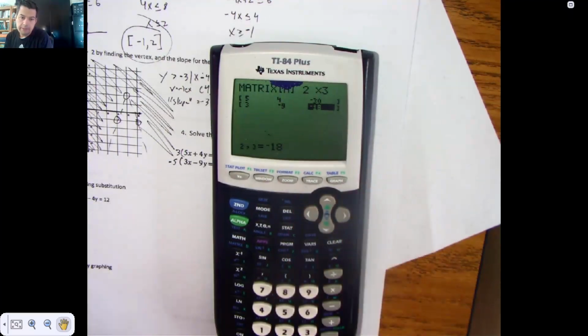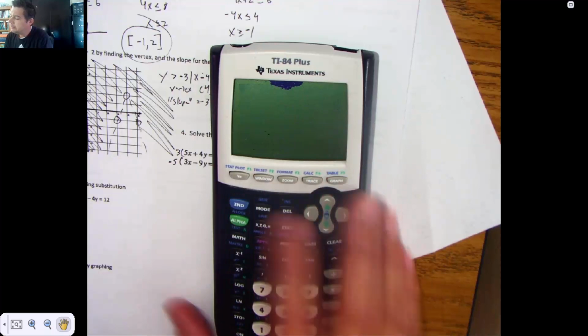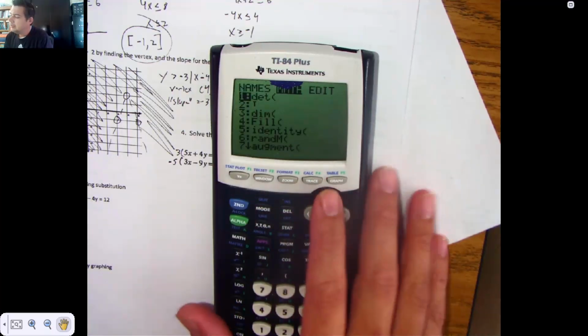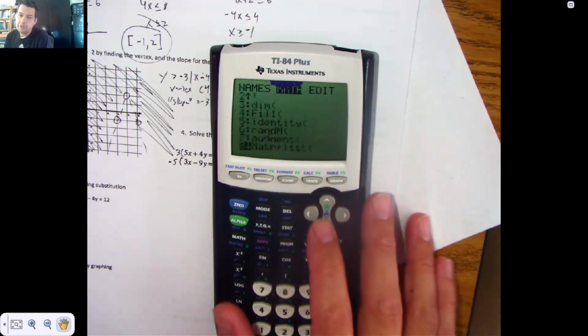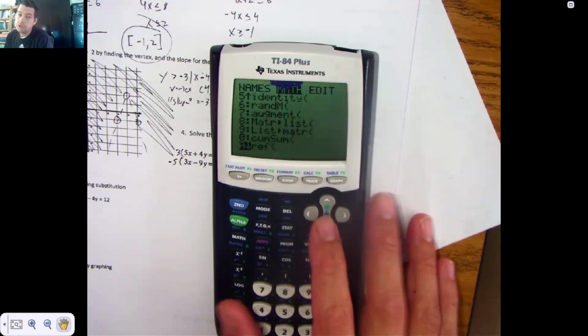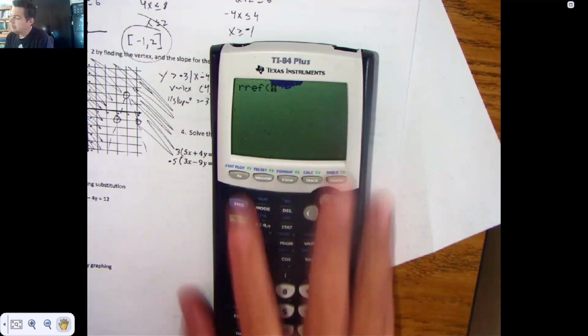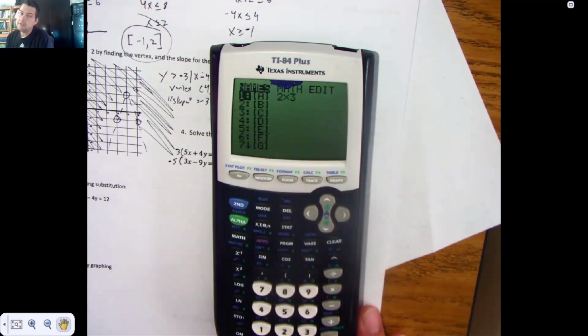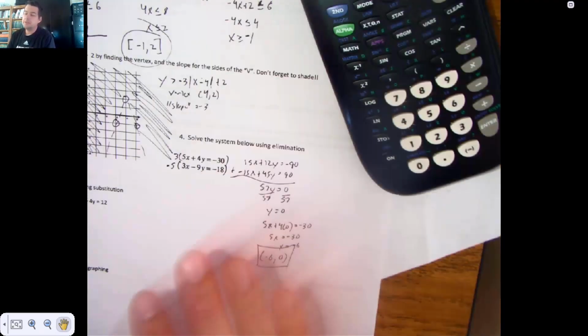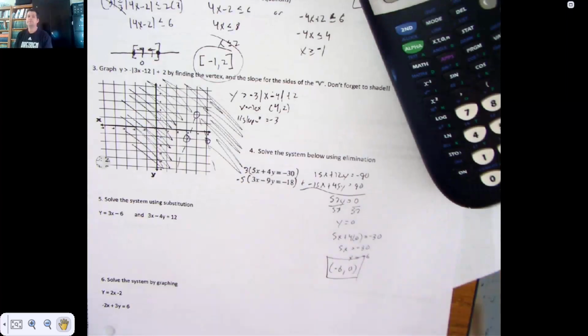Then I hit the quit key. I got to quit out. Second matrix, math. I'm looking for reduced row echelon form, RREF. Scroll down below, comes some. Enter. Second matrix. Everything was done in matrix A. Enter. I was right, wasn't I? -6, 0.